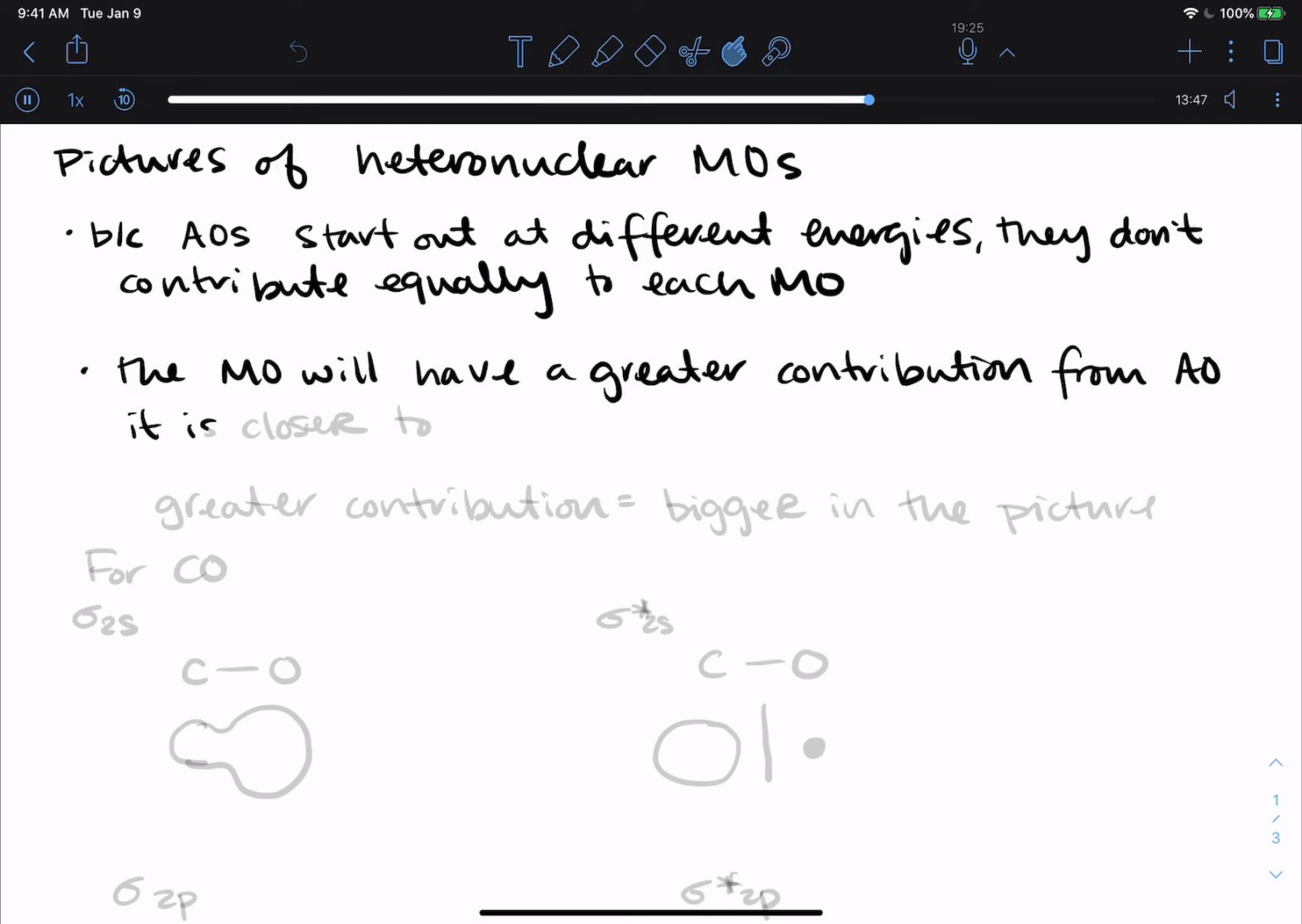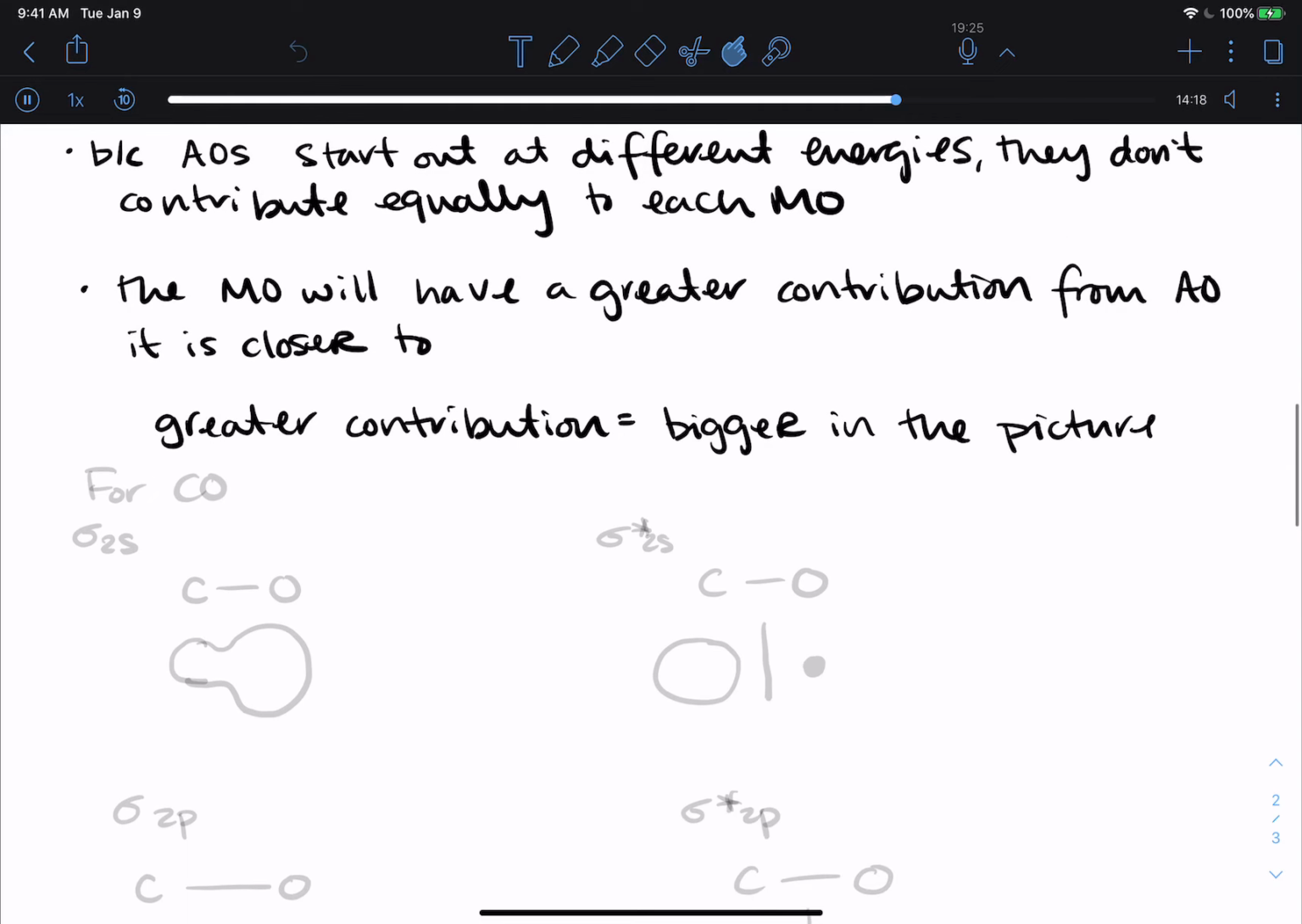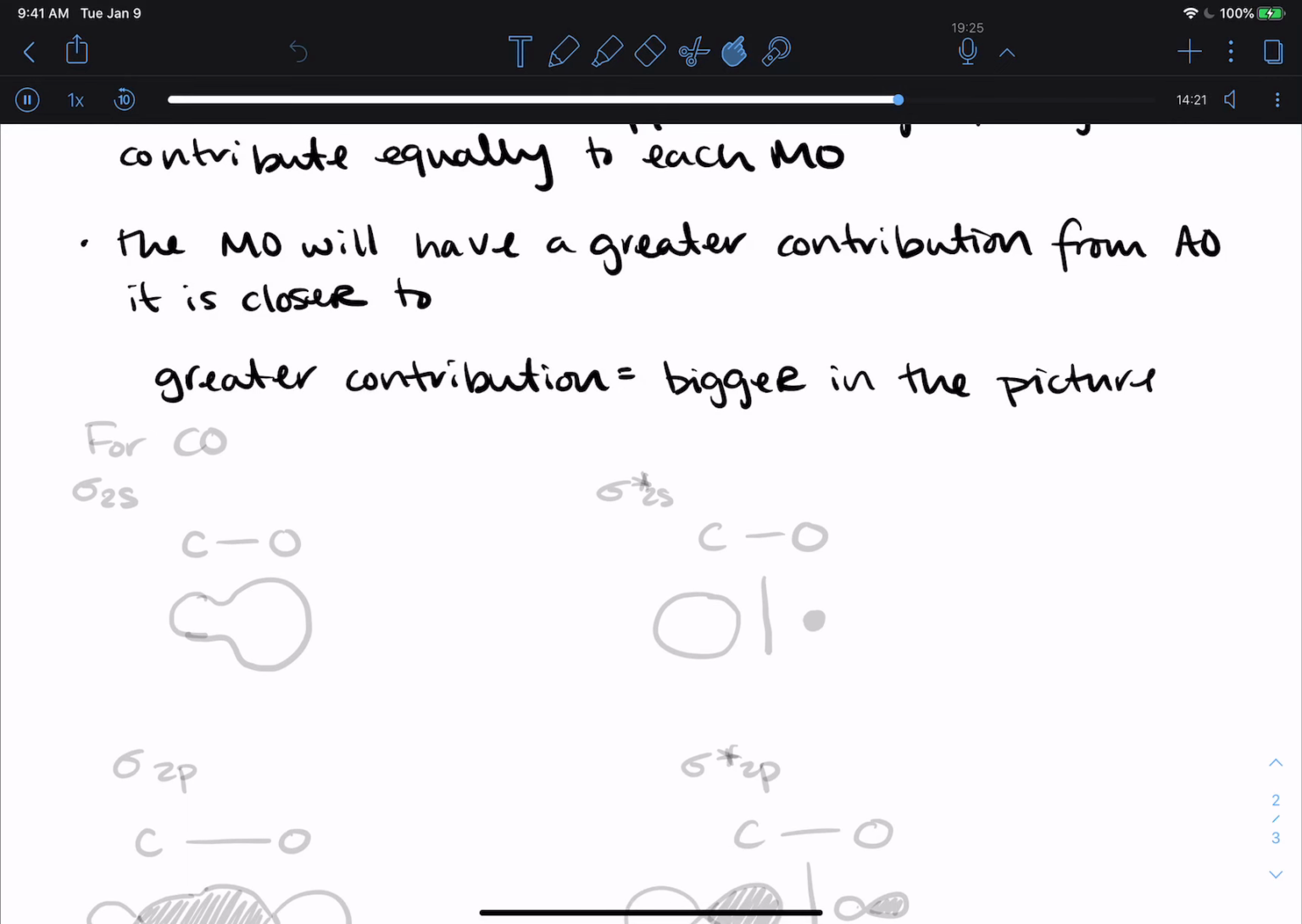And the way we show this greater contribution is by drawing that side of the orbital larger. So greater contribution equals bigger in the picture. Which means that we're now going to have to label our pictures with atoms underneath them to show understanding about which one is contributing more. So let's go through all of these pictures for carbon monoxide.